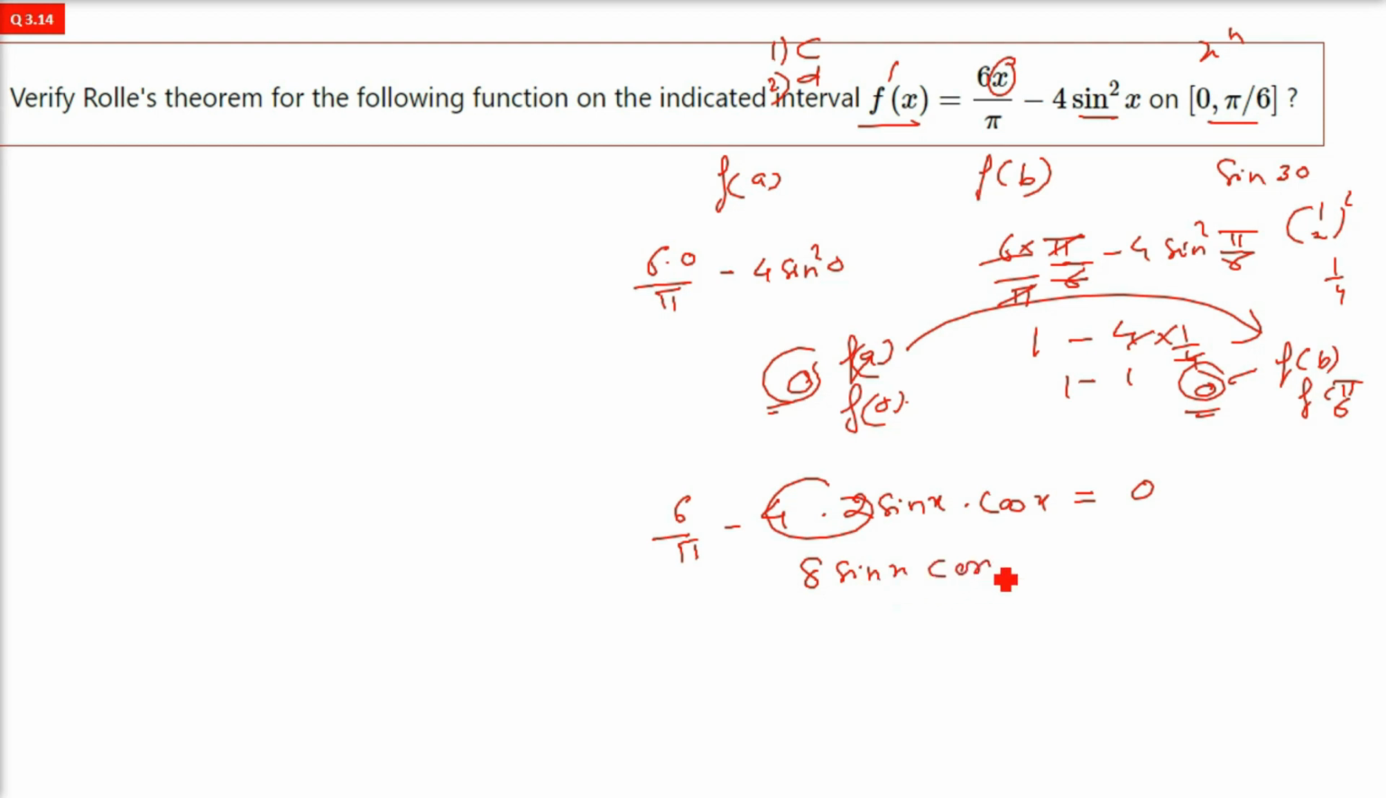You will be tempted to multiply and keep it like this: 8 sine x cos x equals 6 by pi. 8 will go on the right. It will give you 3 by 4 pi. But that will not solve our purpose.